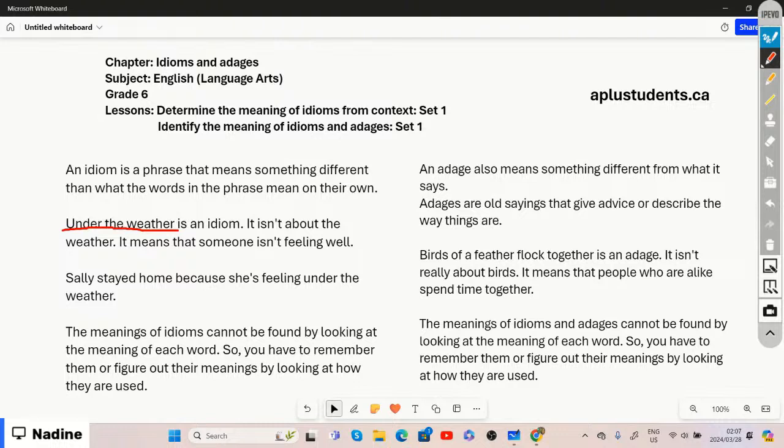So if you aren't feeling well and you maybe have a fever, or you have the flu, or you're just not feeling well at all, then you can just say, I am feeling under the weather. So under the weather is an idiom. It is a phrase that means something different than what the words in the phrase mean on their own, which is totally different to what it actually means.